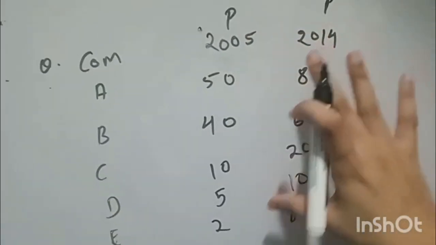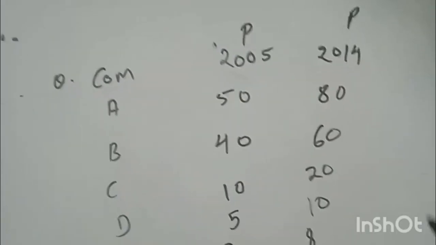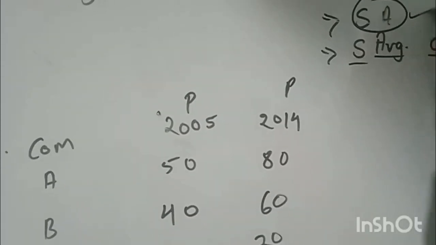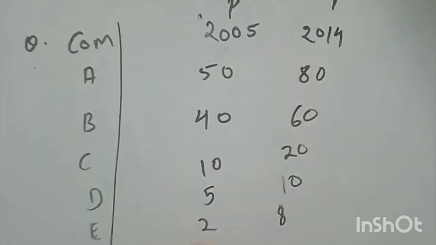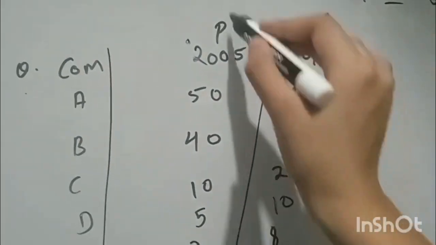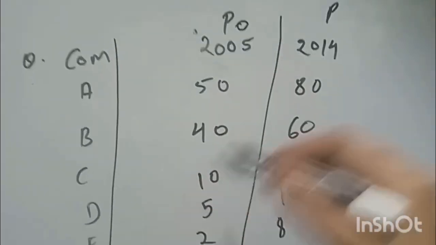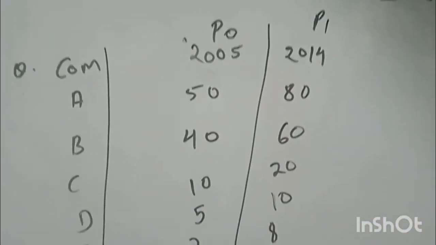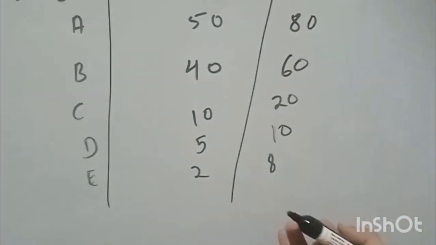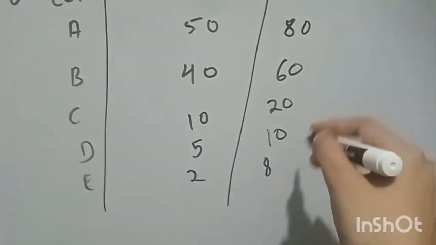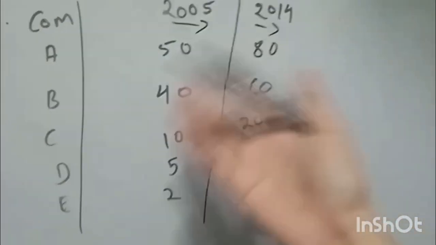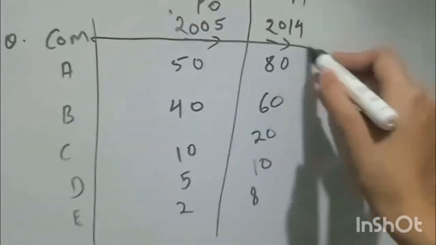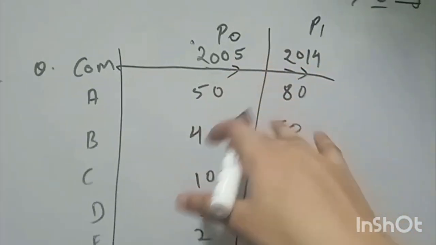So here is a question to practice this simple aggregative method. Here is the list of commodities from A to E. This is base year price, as we all know this is called P0, and the price of current year is called P1. Now here the list of prices is given to you, and you can see the price is increasing between these years.